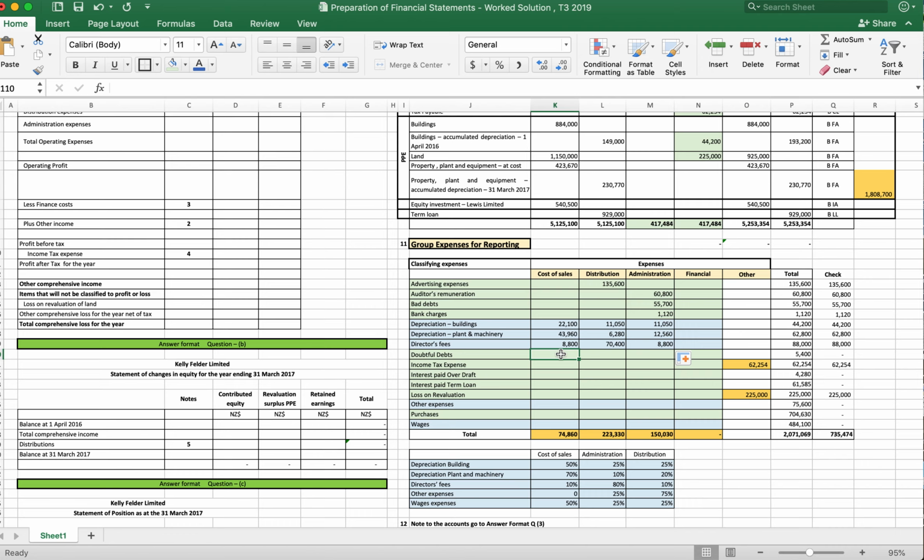Doubtful debts is just a straightforward pickup, and that's an admin cost. Okay, it's there. Income tax expense, I've got here as other. Okay, I must have already left the formula in there. Okay, I've obviously left the formula in there as well, but well, you know, you can see what I'm doing anyway. That's another one as well. Okay, income tax, done that. Interest paid, that's a financial one. Okay, interest paid term loan equals that one.